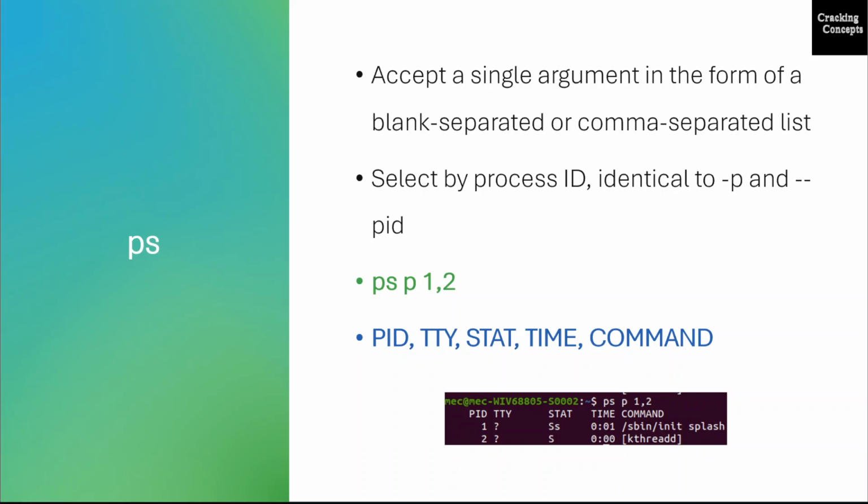We can also do process selection by a list. So this option will accept a single argument in the form of a blank separated or comma separated list. This can be used multiple times. So the option will be -p followed by the PID list. So the command will be ps space -p space the IDs of the process. Here it's 1 and 2. So we have the process IDs in the output, the terminal, the question mark again, showing that these processes are not associated with any terminal. They are usually background or detached processes like a daemon. Then the process state followed by the time and the command.